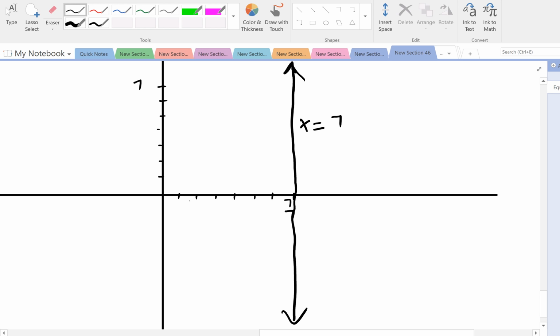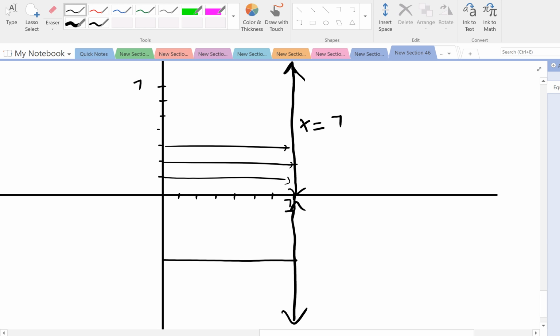x is 7. And what about the y values? y can be anything. y can be any value. For all y values, your x is 7. If you pick this y value, what's your x value corresponding to that? It's still 7. So y can be anything, x remains 7.